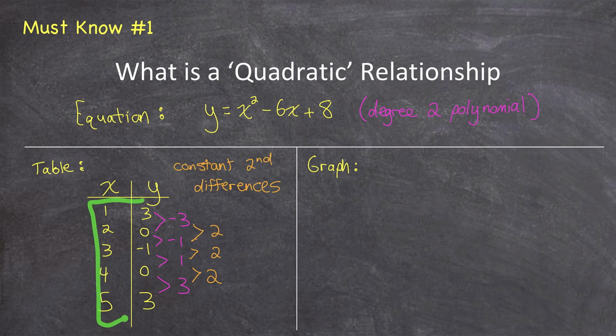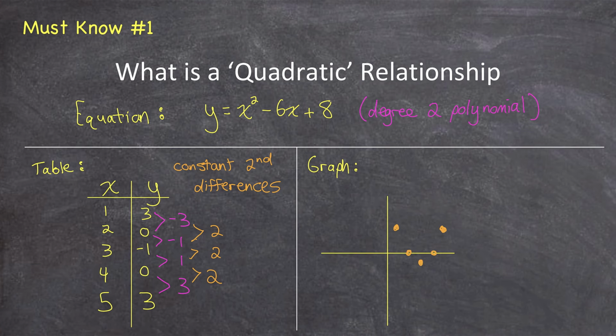And now I'll plot each of these points from this table, and we'll see what the graph of a quadratic looks like. If I connect these points, I get this U-shaped graph, and that U-shape, we call it a parabola. All quadratic relationships form that parabola shape, and these parabola shapes have a couple important characteristics.